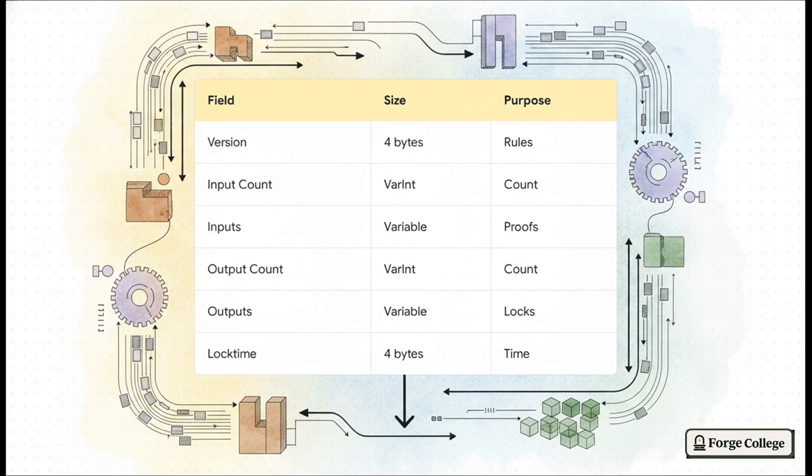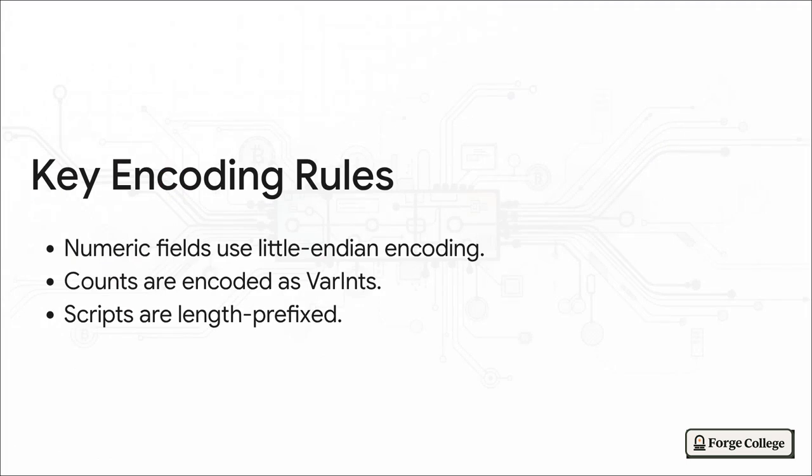They're not looking for helpful labels or tags. They are blind parsers that literally just count bytes. If your input count says you have 2 inputs, the parser blindly expects the very next chunk of data to represent exactly 2 inputs. And the precise encoding within those fields?